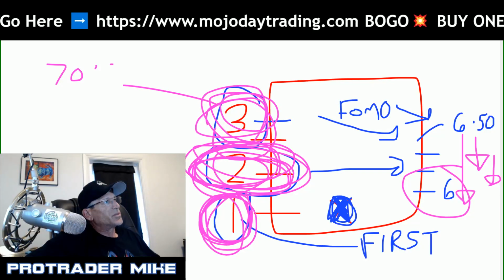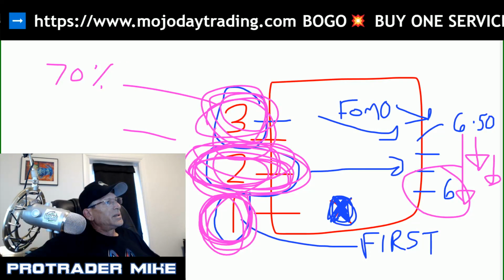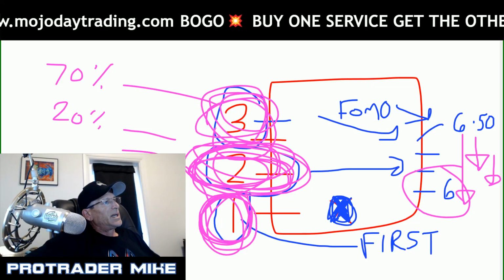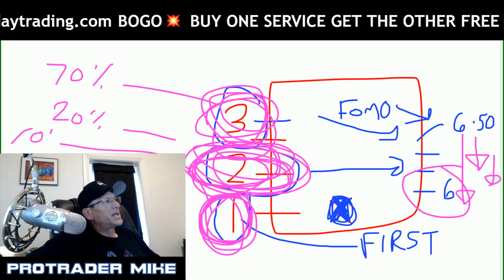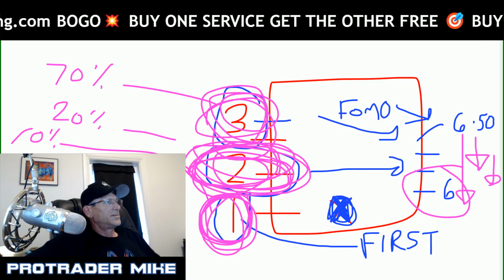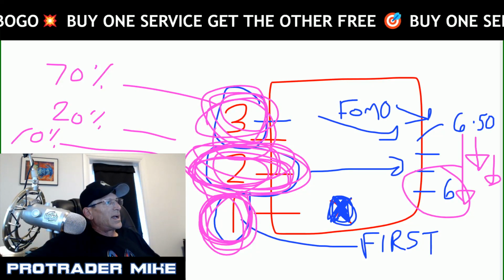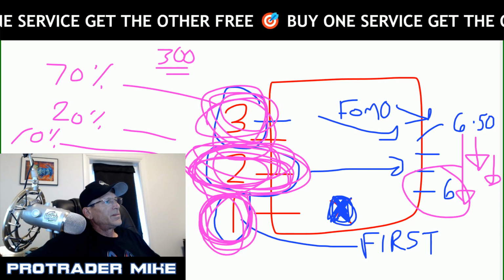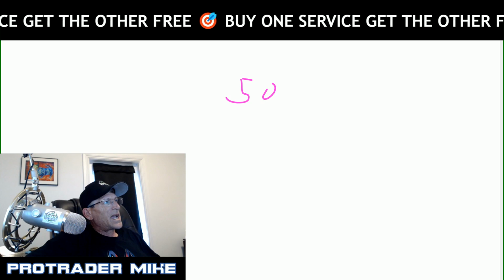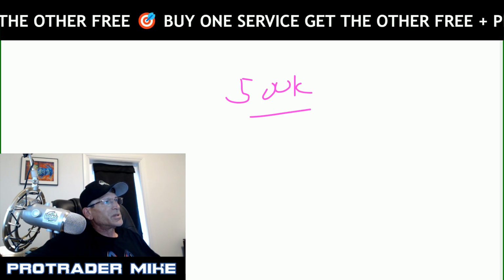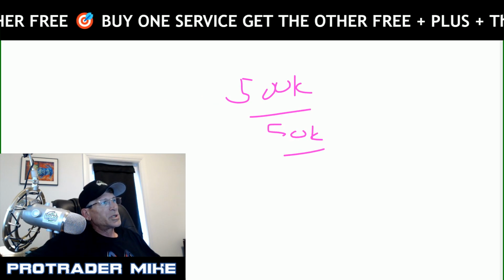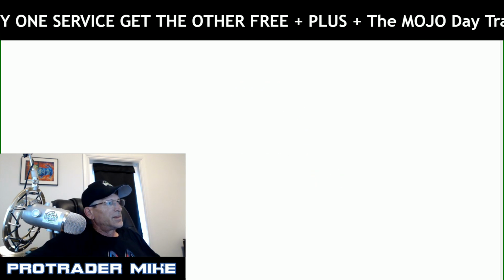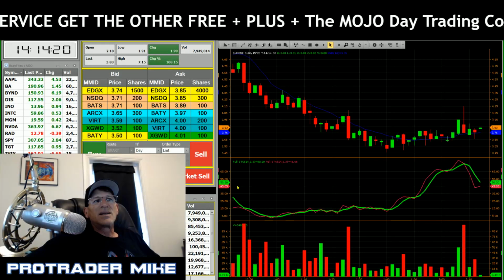This is 70% of his room. This is 20% of his room. And this is him and 10% of his room. So, out of 3,000 people, 300 are making money. And out of 500,000 subscribers, 50,000 watch. Everything's 10%, guys. There you go. Lesson of the day on that.